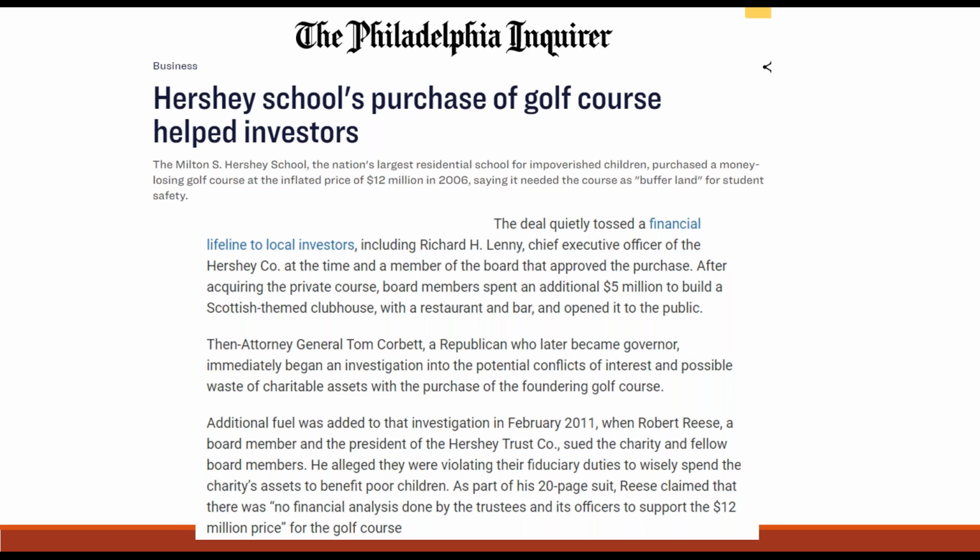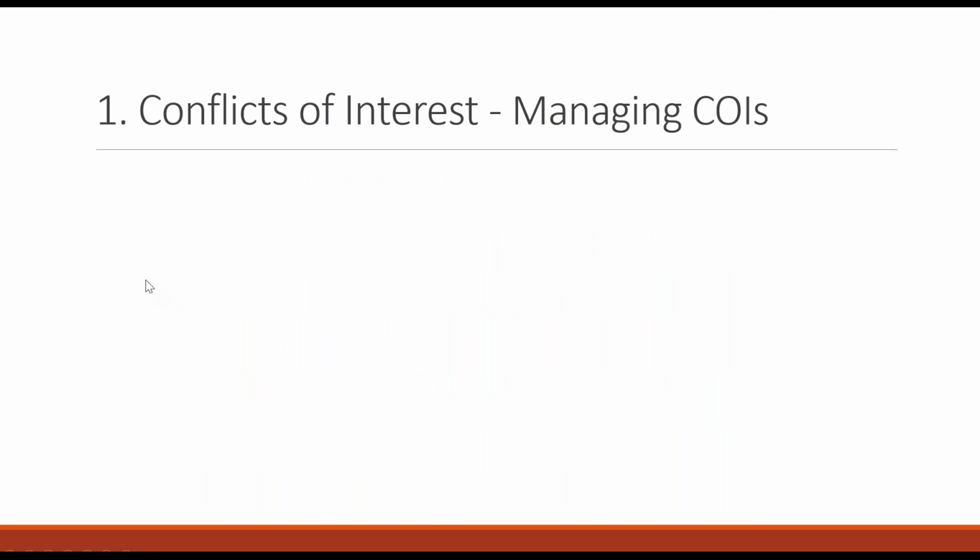That's the duty of care. Okay, that allegation is saying that the board was not careful enough, didn't collect enough information, didn't make a reasonable decision to purchase the golf course. That's a duty of care violation. The duty of loyalty violation, which is the section that we're currently in, is that issue where someone sitting on the board approved the purchase of a golf course that he had a personal investment in. All right, so hopefully that sort of fleshes out some of these dynamics. How do we manage conflicts of interest?